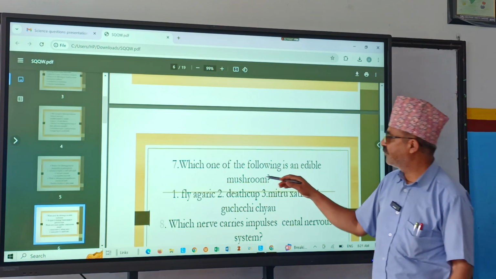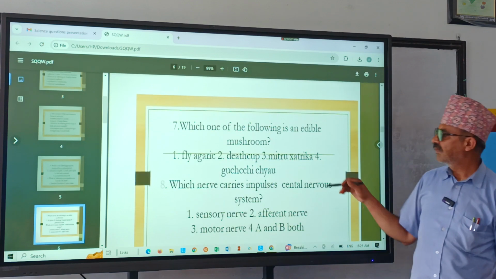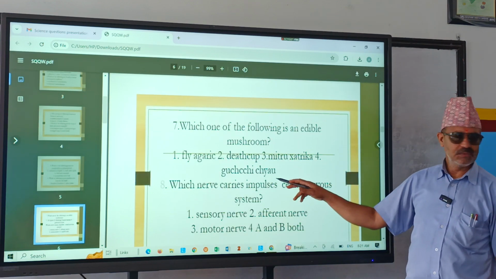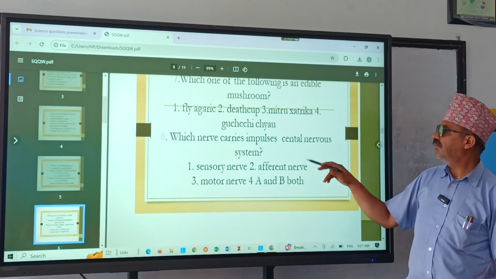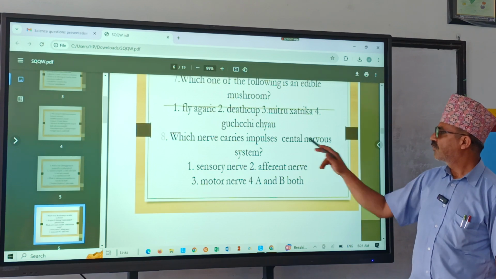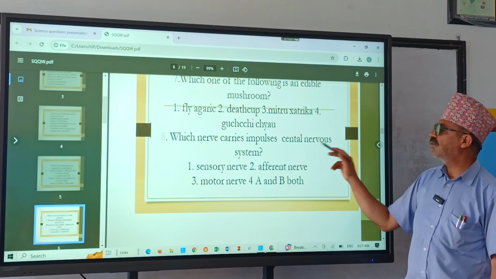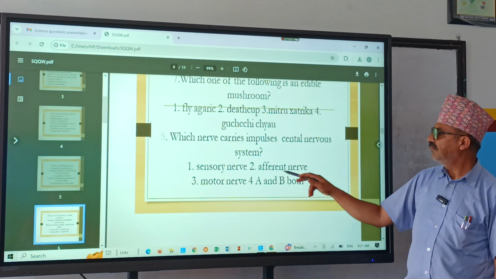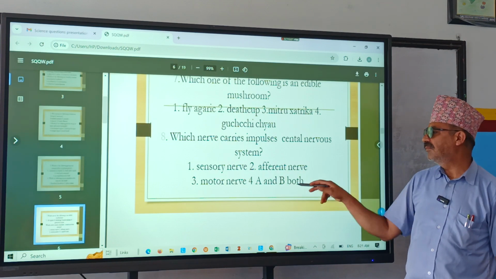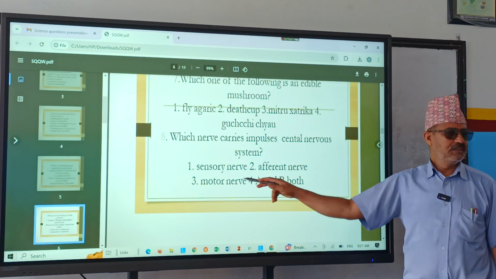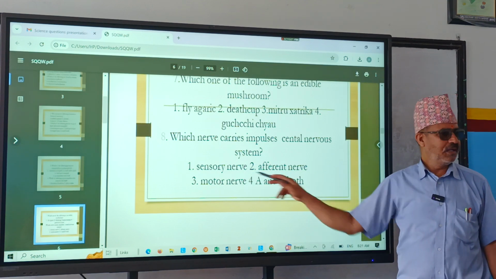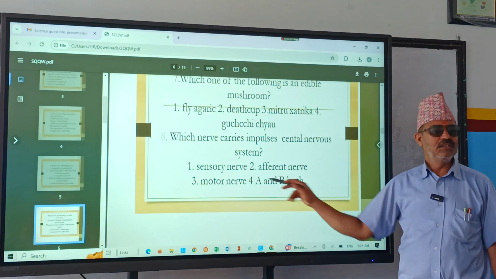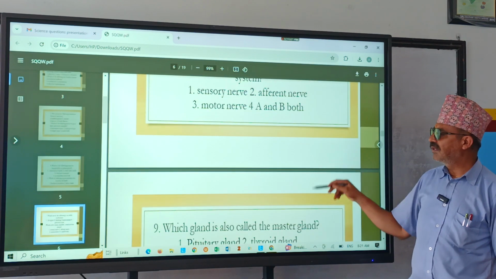Right? So, which of the following is an edible mushroom? Gucci chow, very expensive one. Which nerve carries impulses to the central nervous system? Both A and B. But here you wrote A and B, but here you know A and B. Is here A and B? Yes, should be A and B, no? A, B, C, D. Right? So remember, sometimes they make mistakes like this.